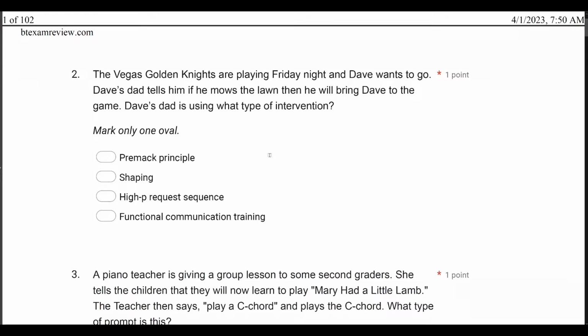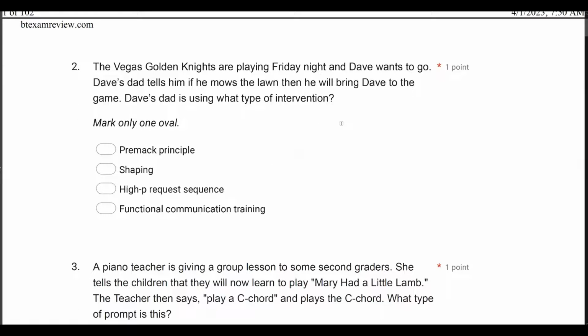2, the Vegas Golden Knights are playing Friday night, and Dave wants to go. Dave's dad tells him if he mows the lawn, then he will bring Dave to the game. Dave's dad is using what type of intervention? So we've got the Golden Knights playing, and we're looking at Dave's dad's behavior. We know Dave wants to go see the game. So Dave's dad, who we're looking at, tells Dave, mow the lawn. If you mow the lawn, then I will bring you to the game.